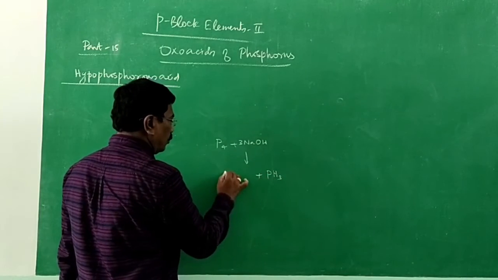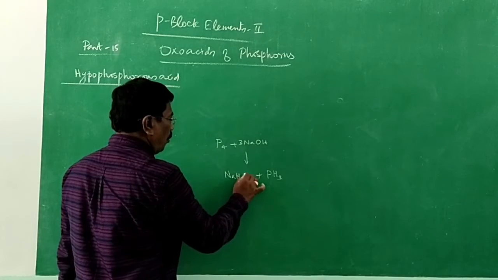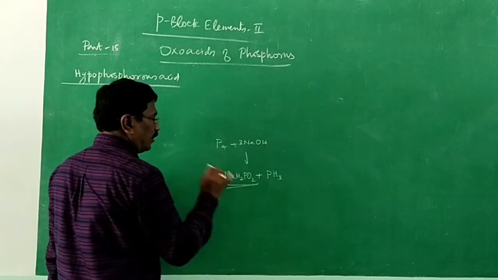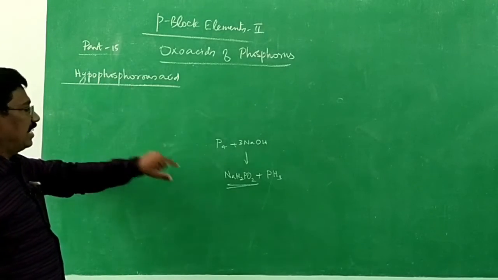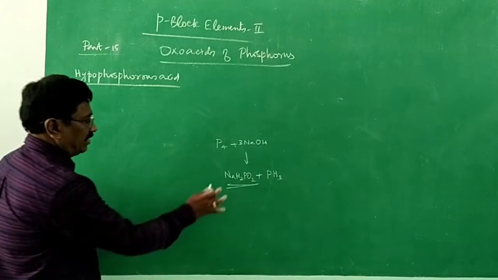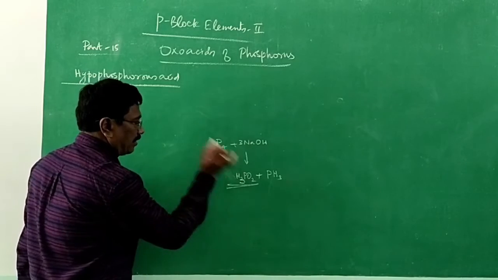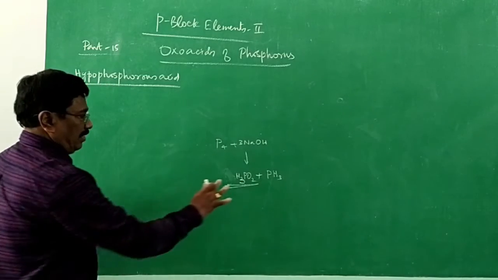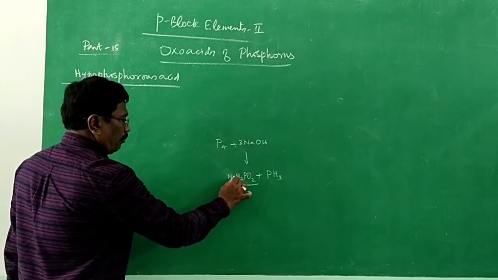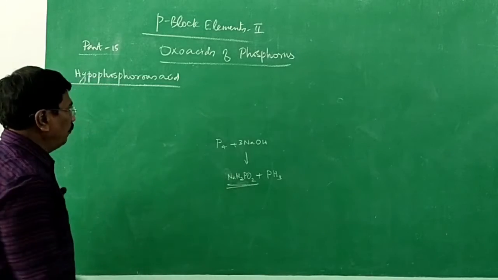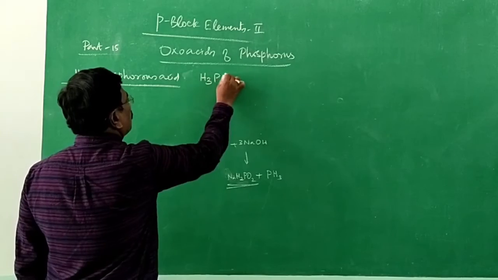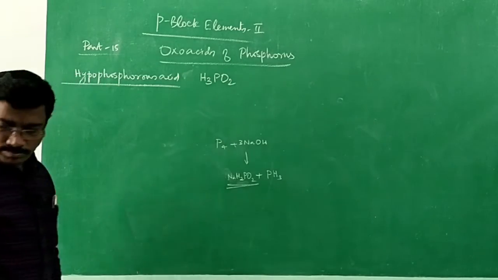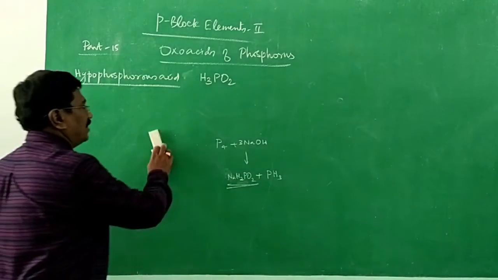Along with that, sodium hypophosphite is formed. Sodium hypophosphite is the salt of hypophosphorus acid. Hydrogen is being replaced by sodium to give sodium hypophosphite. Therefore, the acid is H3PO2. That is hypophosphorus acid.